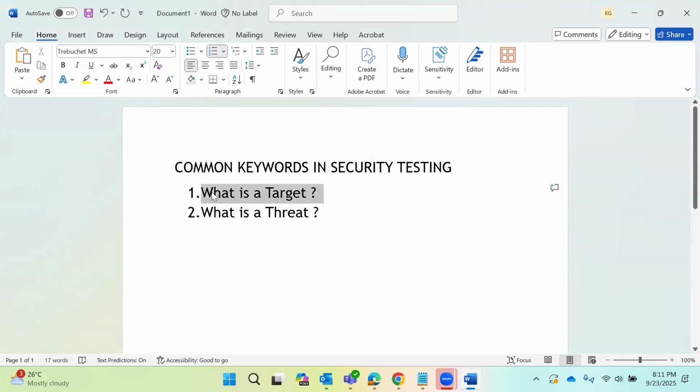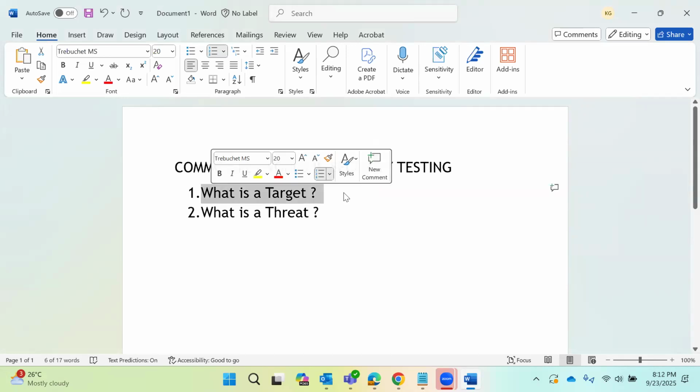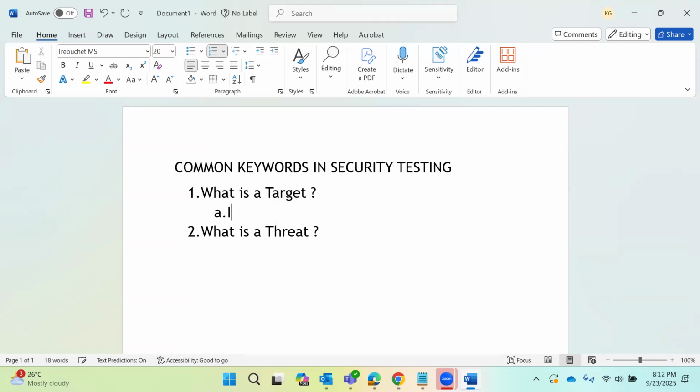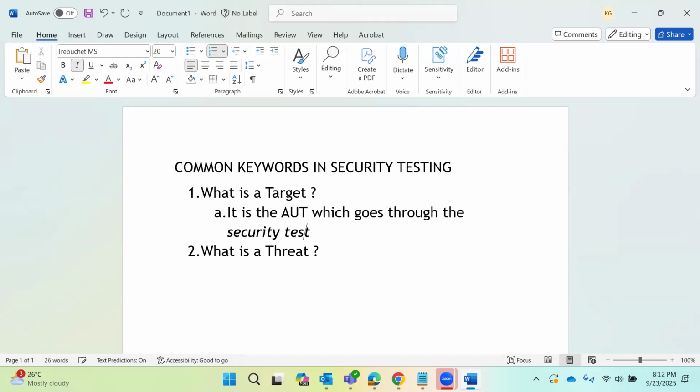Let us try to understand what is a target. Target is simple. Whichever application you want to test from a security testing perspective, or a penetration testing perspective, or a vulnerability assessment perspective, that application under test is called the target. So the definition is simple. It is the application under test which goes through the security testing process, whether it is vulnerability assessment testing or penetration testing.